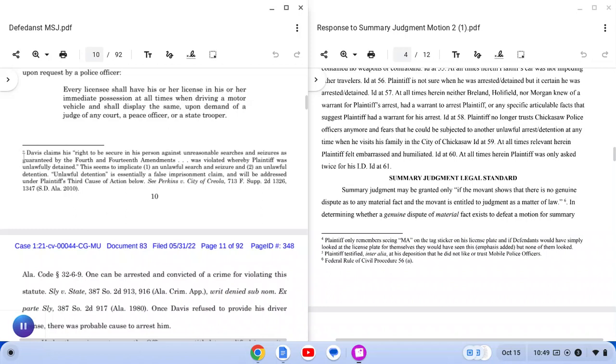Remember when I said that in footnote 2, they said something that says Davis claims his right to be secure in his person against unreasonable searches and seizures as granted by the 4th and 14th Amendments was violated, whereby plaintiff was unlawfully detained. This seems to implicate, 1, an unlawful search and seizure, and 2, an unlawful detention. Unlawful detention is essentially a false imprisonment claim and will be addressed under plaintiff's third cause of action. See what I'm saying? So they're arguing their case pretty good, but they're misrepresenting the facts.